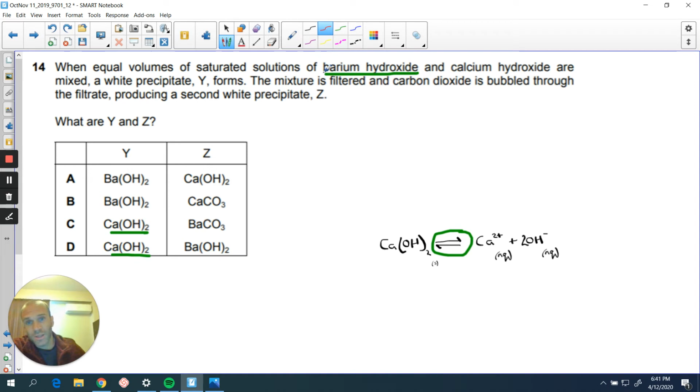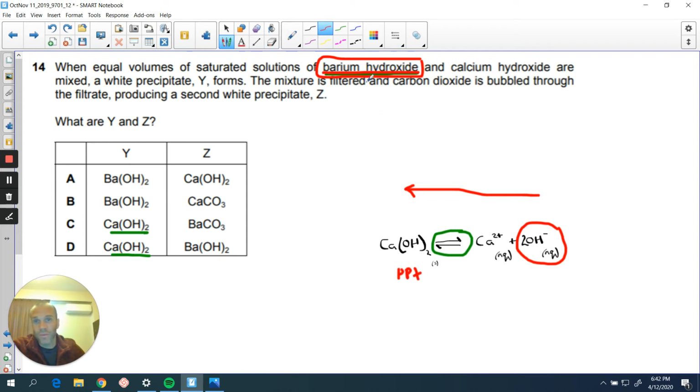effectively what you're doing when you add hydroxide ions, in this case in the form of barium hydroxide, you're adding more of what's on the right hand side here, so your equilibrium is going to shift to the left hand side, like so. In doing that, you're creating more of the solid. Effectively, this is your precipitate, because you're creating more of that solid.